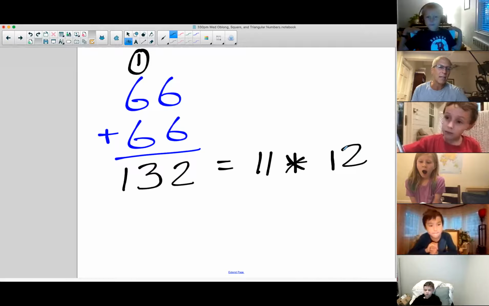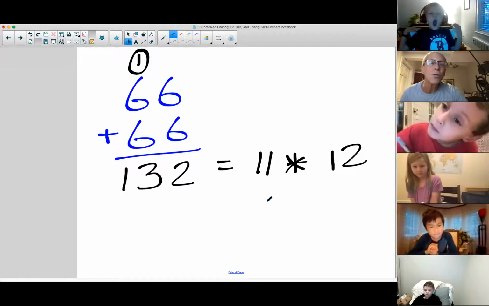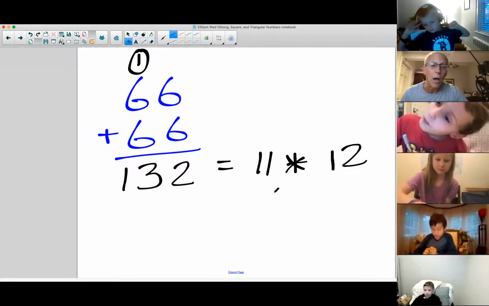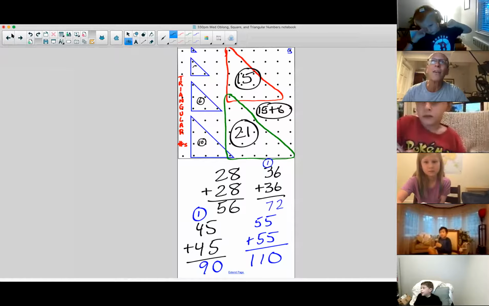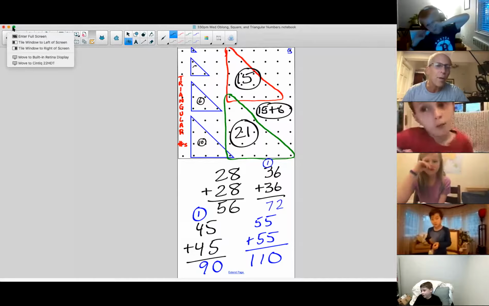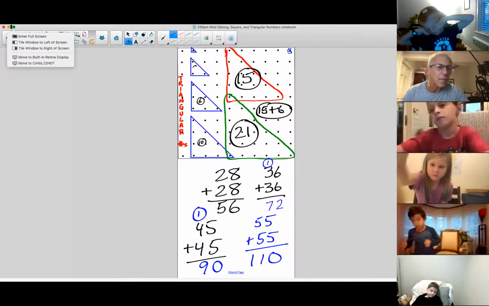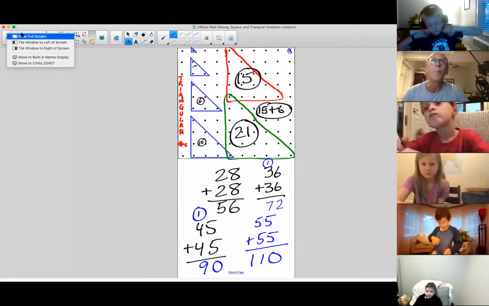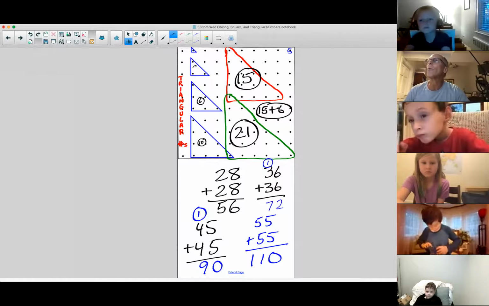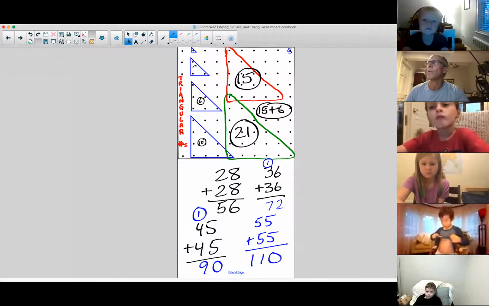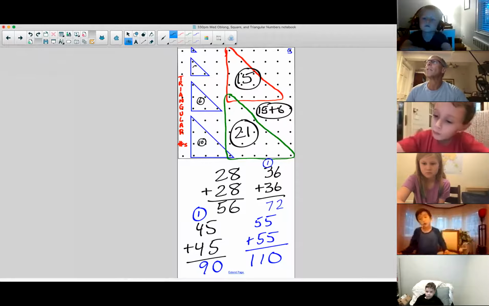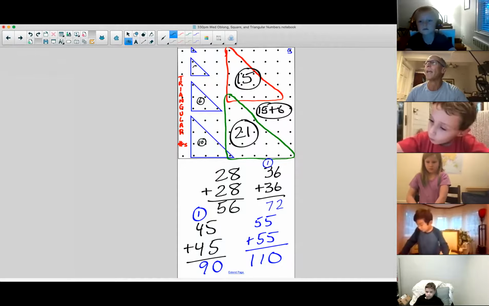Pretty amazing. Now, you guys could do this all day long. Take your triangular numbers, double them, and that will give you the next oblong number. Now, I want to show you another little puzzle. And this puzzle is one of my favorites.